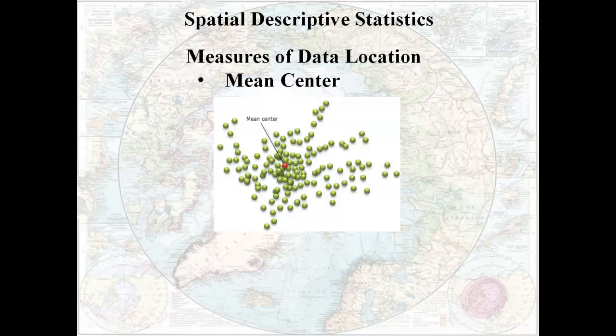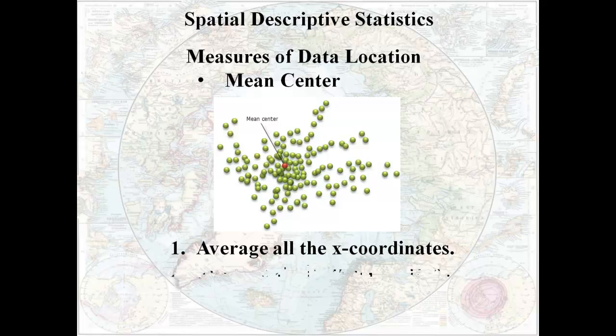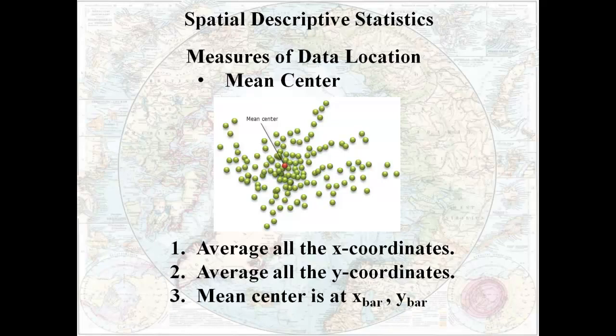Okay, so what the heck is the mean center? Well, the mean center is what it kind of sounds like. It's the average coordinate of all of your data, the where average of all of your data. So you average all the x-coordinates of all your points, or if you have polygons, you might average the x-coordinates of the centroids of the polygons. You average all the y-coordinates, and the mean center is at x average, y average. So that's the mean.